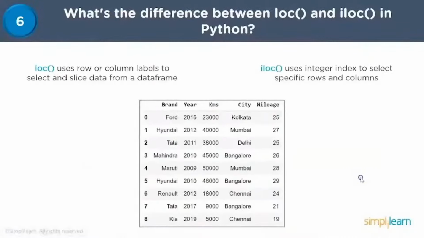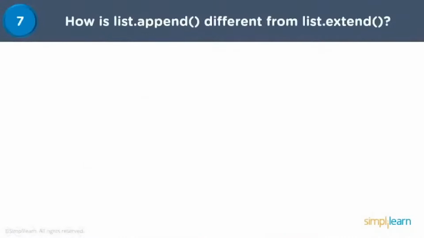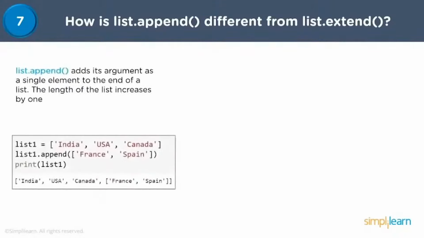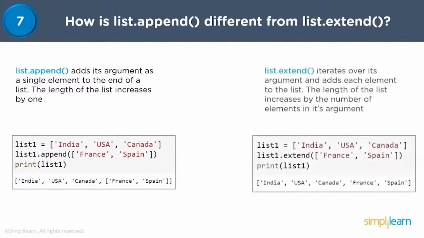Alright. Now moving to our 7th question in the list of questions that we have. The question is, how is list.append different from list.extend? Now list.append adds its arguments as a single element to the end of the list. The length of the list increases by 1 here. And list.extend iterates over its arguments and adds each element to the list. The length of the list increases by the number of elements in its arguments. So let me show you the difference on my Jupyter notebook.